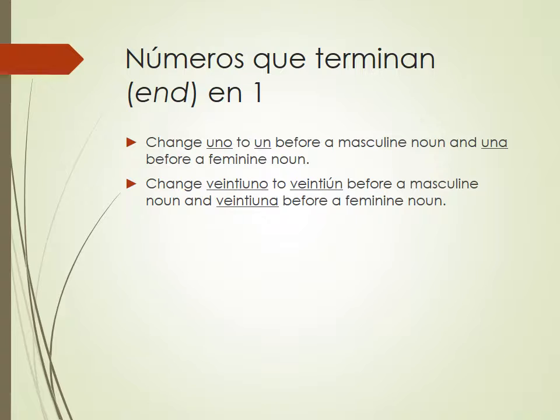We'll also change 21 to veintiún before a masculine noun and veintiuna before a feminine noun. And this will actually become true with 31, 41, 51, 61, all the way to 91, where we change it to un or una when the next word is a masculine noun or a feminine noun.